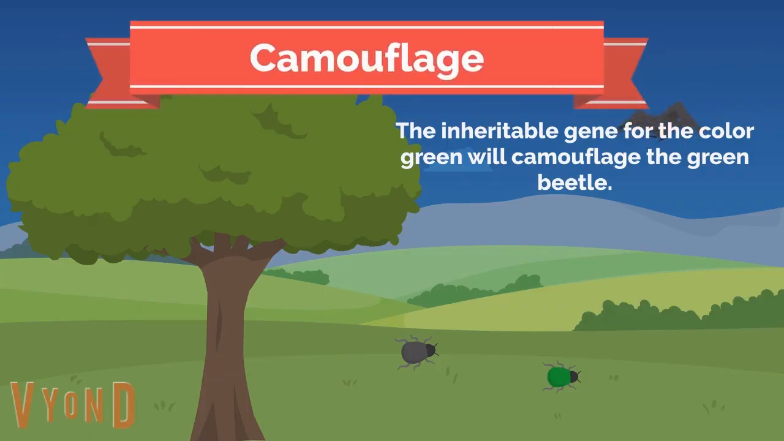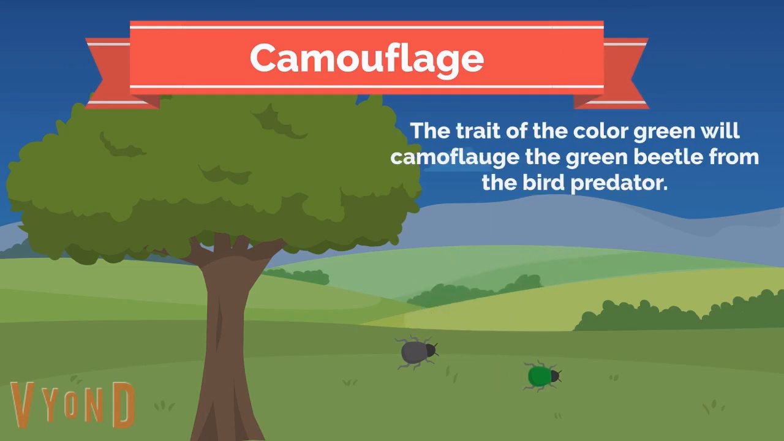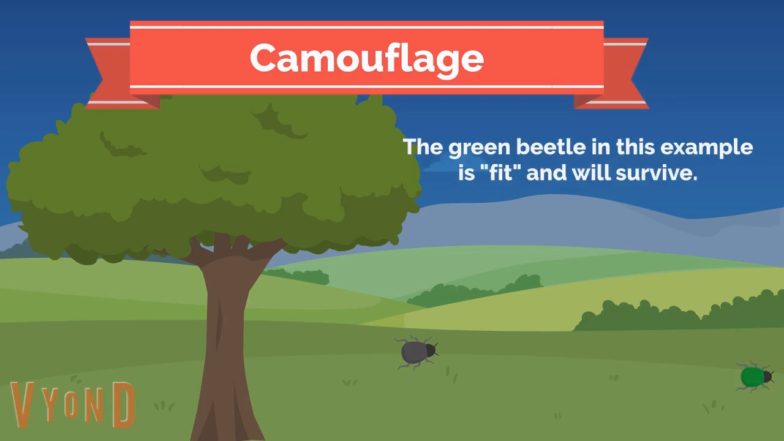One survival tactic that is inheritable is camouflage. If an organism can blend into its environment and escape a predator, then it has a better chance of surviving. For example, the trait of the color green will camouflage the green beetle in its surroundings from the bird predator. It is said that the green beetle is fit. It will survive.